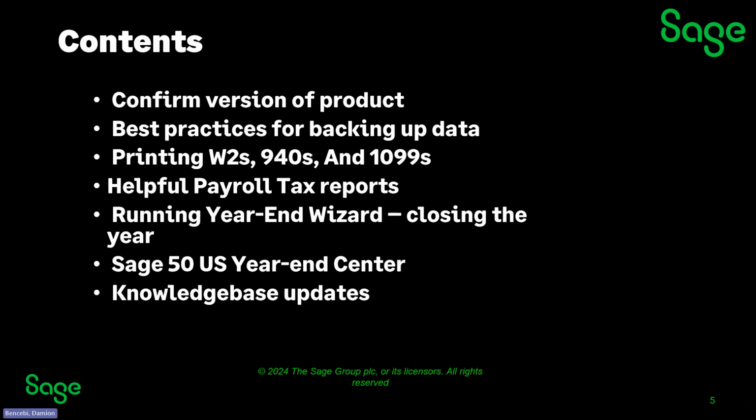Today, we'll cover how to print your tax forms: W-2s, 940s, and 1099s. We'll also review how to ensure you have the latest supported version of the Sage 50 US software installed, discuss best practices for backing up your data, and explore how to access and use our Sage 50 US Year-End Center, a valuable resource for all your year-end questions. We'll go over helpful payroll tax reports to assist with your year-end, along with knowledge articles that provide complete guides and additional information on the topics we've discussed. And we'll wrap up this presentation with a detailed walkthrough of the year-end wizard.